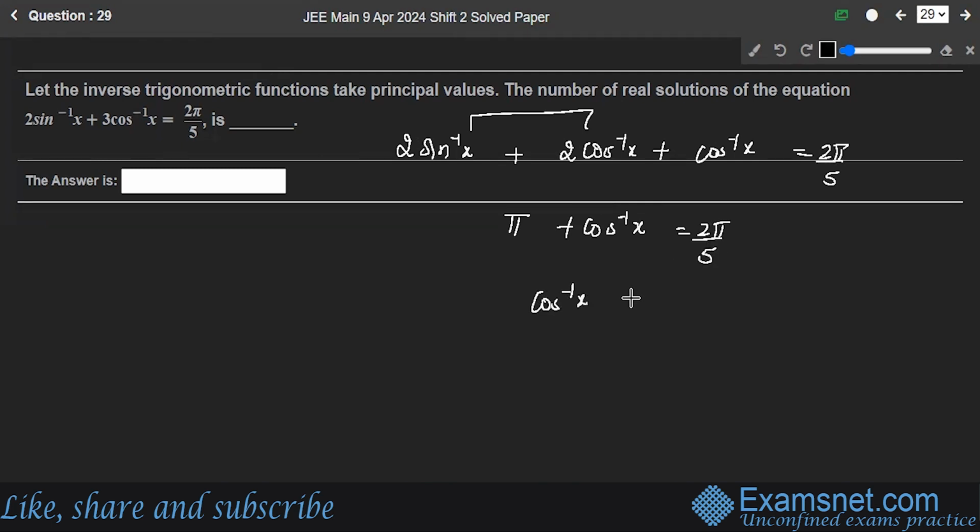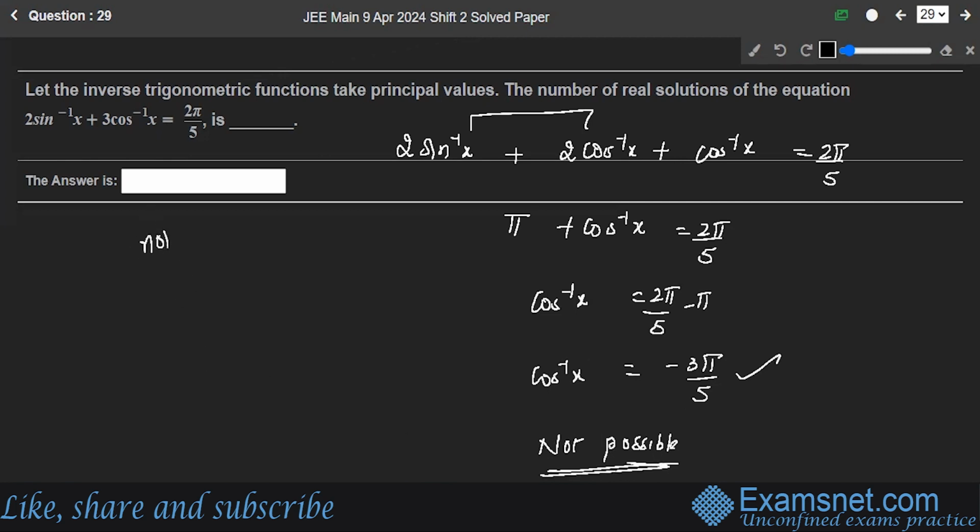Cos inverse x from here will be equal to minus pi. So this will be minus 3 pi by 5, right? That is not possible. Cos inverse x cannot have this value. So the answer is 0, or you can say not possible. Hope you understood that.